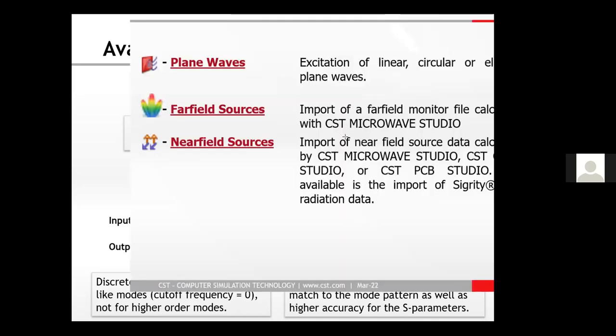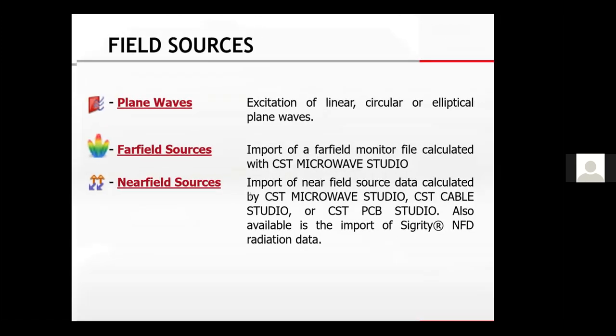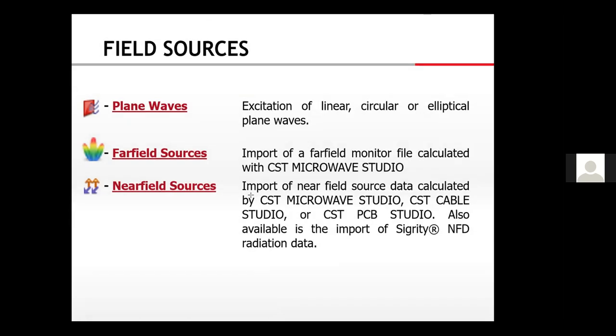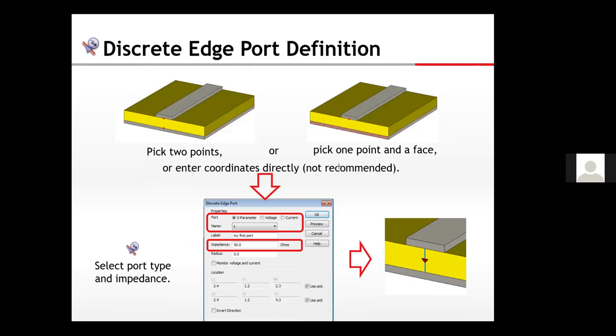Then the field source is very important: plane wave, far field source, and near field source. So the discrete port is like this. You have the S parameter port, the current port and the voltage port. You should provide it like this. These three are the arrangements: coplanar waveguide, strip line, microstrip, and wire. At the edge, you must pick points 1 and 2 and then connect them, so this location will be set automatically. You must provide the impedance. Generally, it is preferred to have 50 ohm. You can choose it for your frequency of interest.